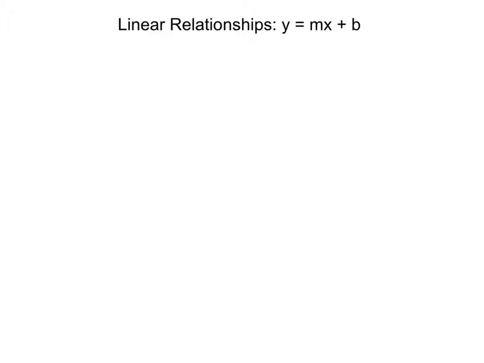All right, our whole unit of linear relationships really comes down to one thing. The relationship between y and x is summed up in the equation y equals mx plus b. In all of its forms, graph, table, situation, everything, the y and the x are connected through this relationship.